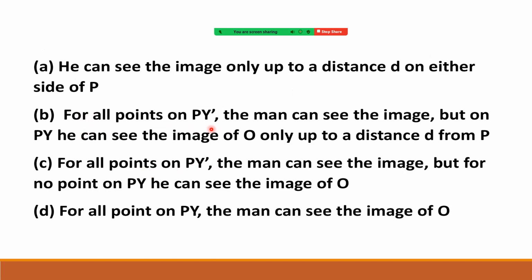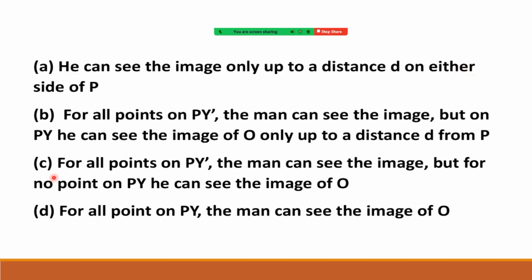So for all points on PY dash, he can see image. But on PY, he can see the image of O only up to a distance d from P. It is option B, right? All points on PY dash, but on PY only up to distance d. Option B is correct. Coming to A, he can see image only up to distance d on either side.